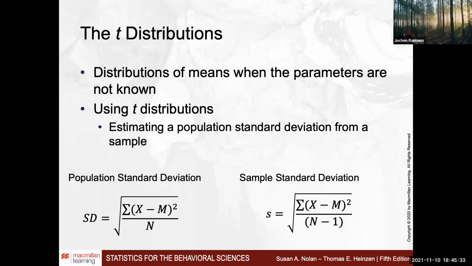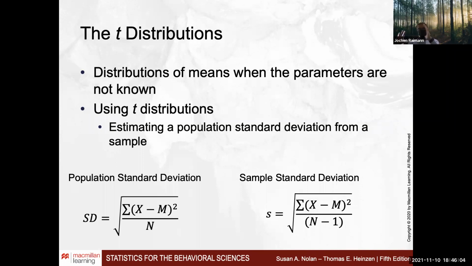What you're doing now with estimating the standard deviation from the sample: you have a sample mean, you take your individual scores, you subtract the sample mean, you square it, you sum it, you get the sum of squares, you divide it by n-1.